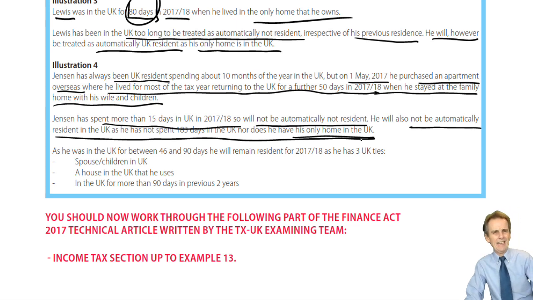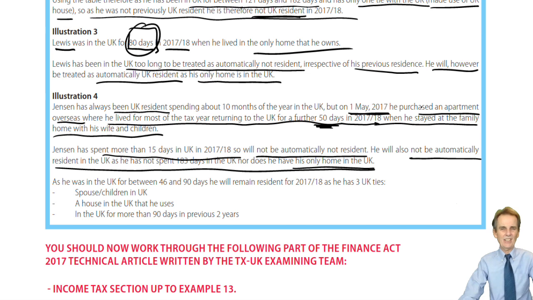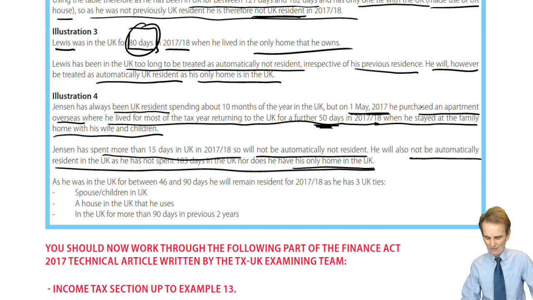So again, we do not satisfy either of the automatic qualifications for non-UK resident or UK resident status. So it's about the ties. How many days, therefore, was he in the UK? Now, if we look at the information there, on the 1st of May 17, he purchased an apartment. So he'd been in the UK since the 6th of April, and then for a further 50 days. Well, 30 days in April, 6, so we're talking about another 24 days, so about 74 days-ish.